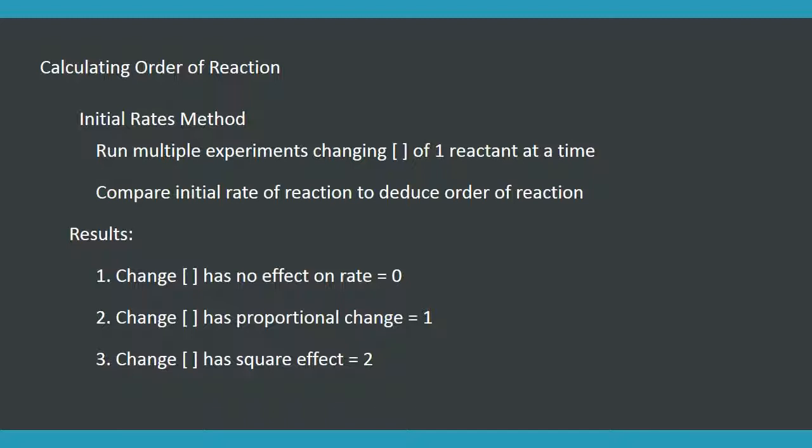If you change the concentration and it has a squared effect, that is a second order reactant. So you double the concentration, you quadruple the rate, right? You triple the concentration, you nine times the rate. You 4 times the concentration, you 16 times the rate, and so on and so forth. So it has that squared effect to it.